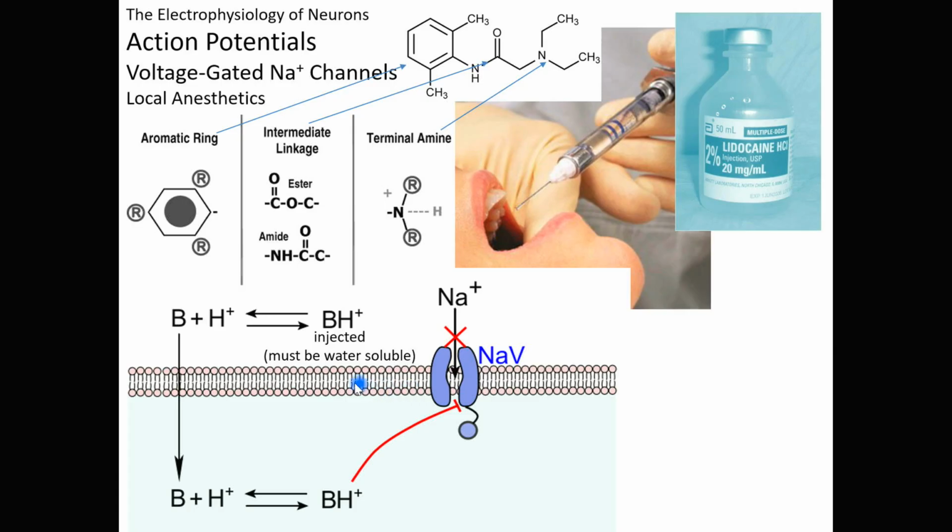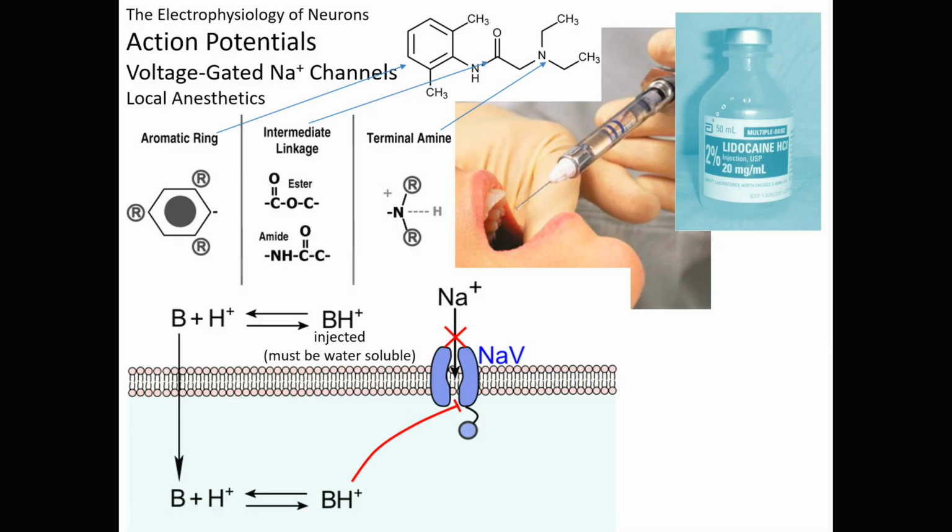Well, in order to get into the cell, they can't be protonated. They have to get rid of that proton. So deprotonation has to occur to give you what is basically just a nice hydrophobic group that can then easily cross the cell membrane. And then once inside the membrane, it has to reprotonate because it actually inhibits in the protonated form.